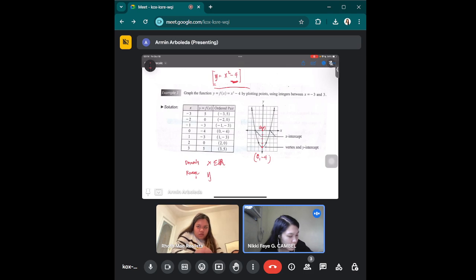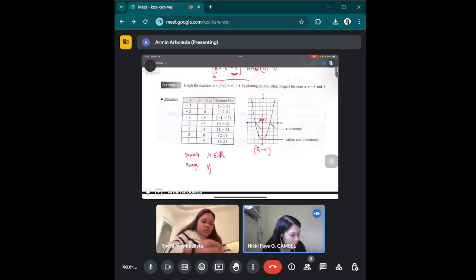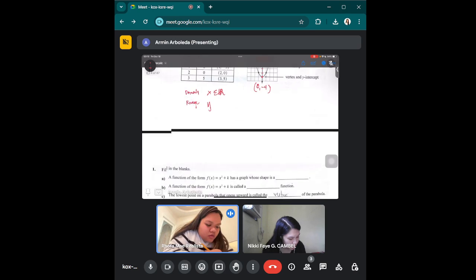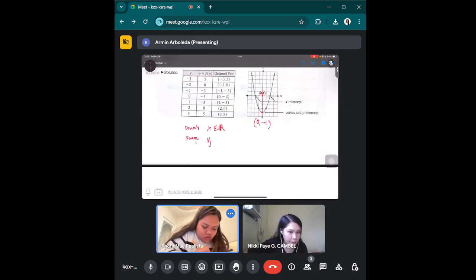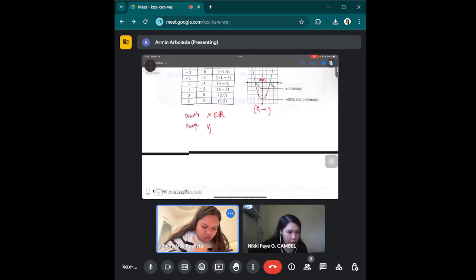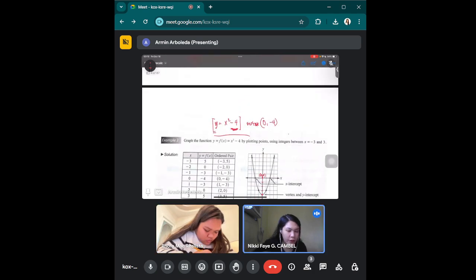So for this equation, the vertex would be at 0 and -4. Okay, which is the same as if you're looking at the graph. Okay, so do you have any more questions for this one? No. No. Okay.